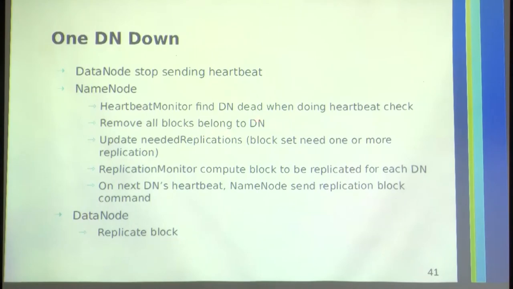It will remove all the blocks that belong to the data node, and it will update the needed replication. So obviously it needs to replicate those blocks again, and then the replication monitor needs to compute the blocks to be replicated for each of the data nodes, and then on those other data nodes, on their heartbeats, send them the replication block command, and the data node will replicate the block. It will transfer it from another copy from somewhere, right? So these replicated blocks aren't ever being transferred back to the name node. The data is always communicated between the data nodes in a kind of peer-to-peer way, so they're just communicating directly with each other.